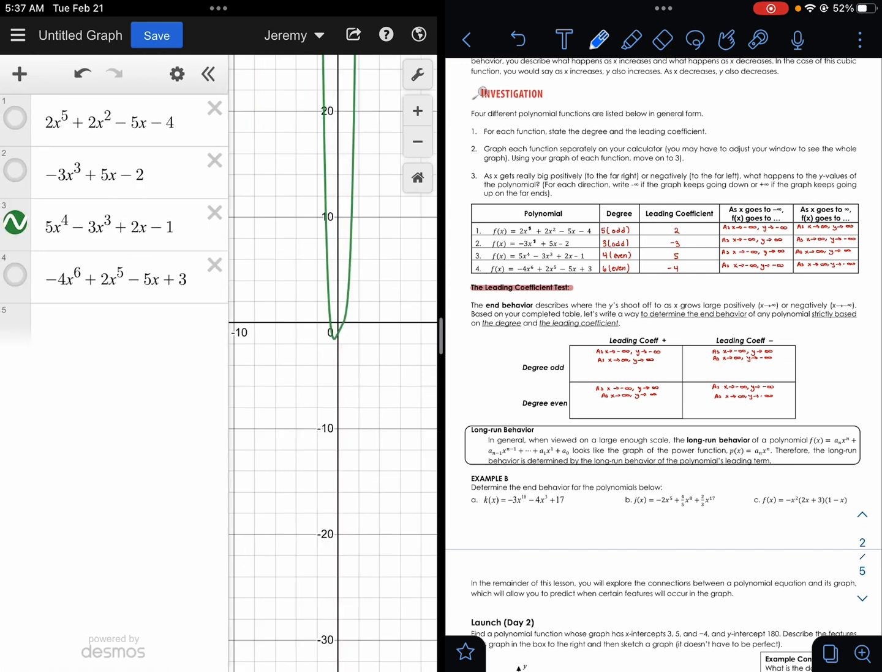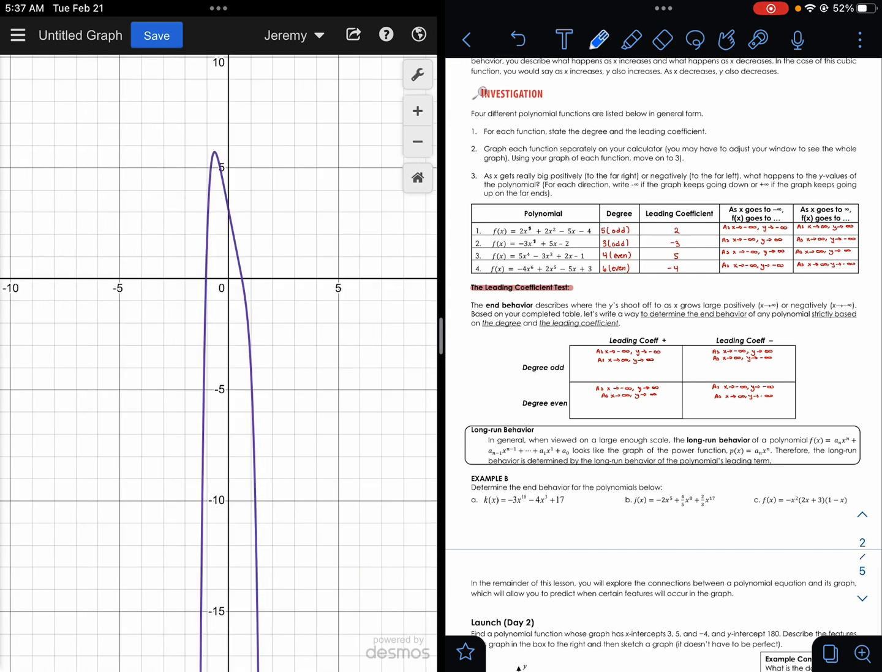And then finally, you have your last one, negative 4x to the 6th plus 2x to the 5th minus 5x plus 3. That is a 6th degree function. It's an even degree function. The leading coefficient is negative 4, and as the x values get smaller and bigger, the y values get smaller on each of those.